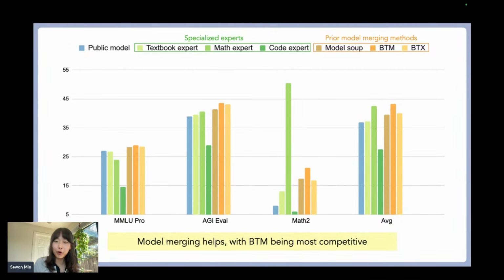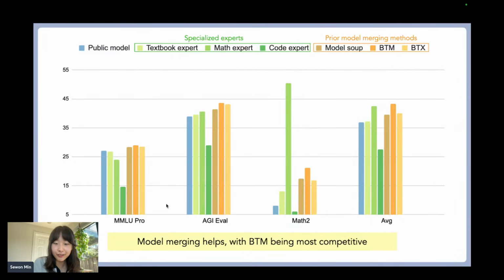Next, we compare with prior model merging methods that I briefly described as option 1 and option 2 in the earlier presentation. In particular, we have model soup, which is averaging all parameters into one model. We have BTM, a short name for branch train merge, that is using ensembling. And then we have BTX that is using mixture of expert model, but requires joint training after merging. So we actually did the joint training on public data because we cannot have joint access over all private data sets.